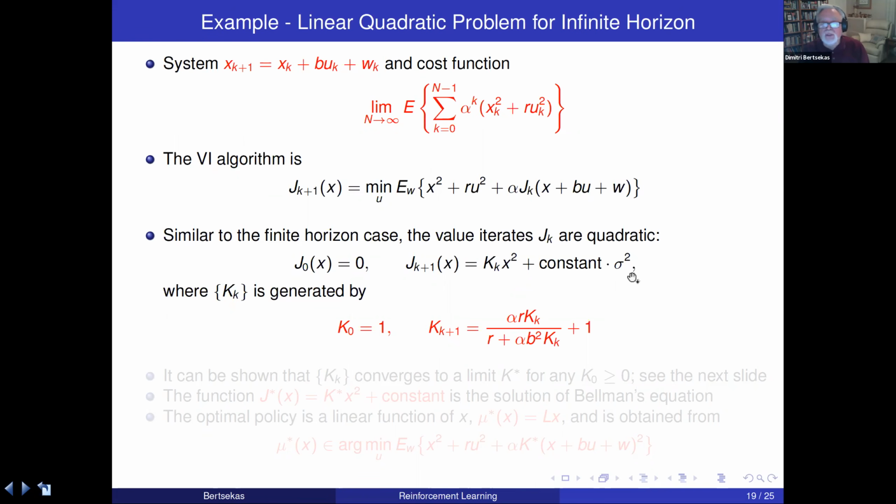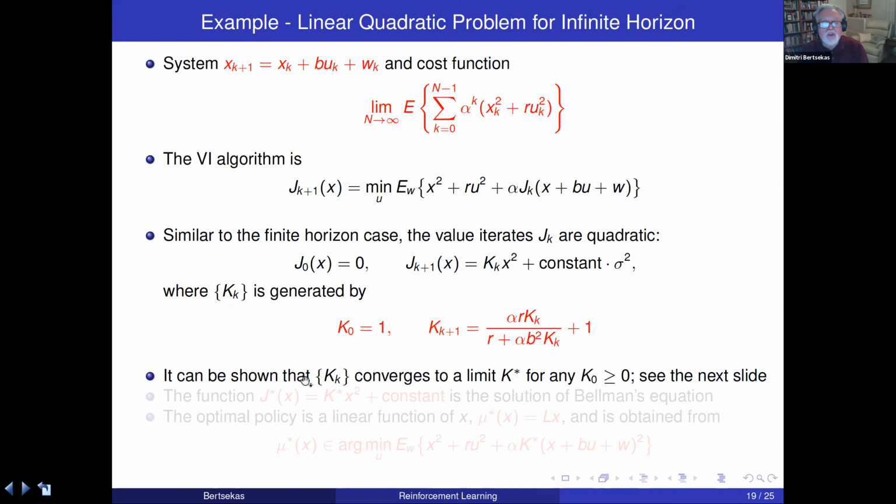And if you do the calculations, and I urge you to do the calculations actually, go through the calculations yourself, because they are instructive and they are not so difficult. We obtain the coefficients of the quadratic by this recursive formula. Okay? So the quadratic coefficient at iteration k gives you the quadratic coefficient at k+1. So this becomes an iteration which in the limit should be giving you the optimal coefficient, okay?